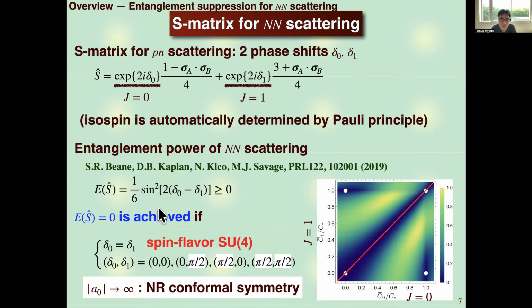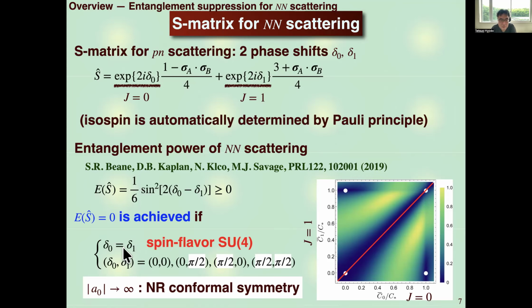Now, one thing you can notice is that this is a sine square of some real quantity, so it is always positive and larger than 0. So the minimum of this entanglement power, because we are interested in minimizing the entanglement, is 0. And by looking at this sine square of this quantity, you notice that there are two kinds of possibilities that satisfy this phase shift relation to obtain zero entanglement power of this S matrix.